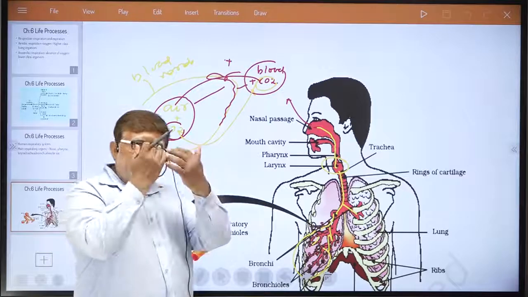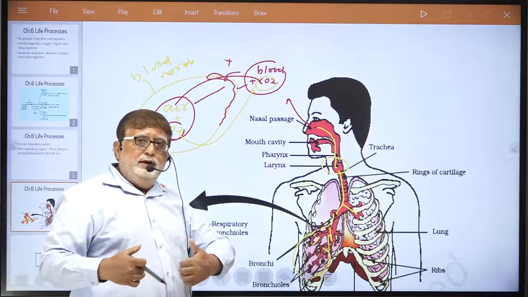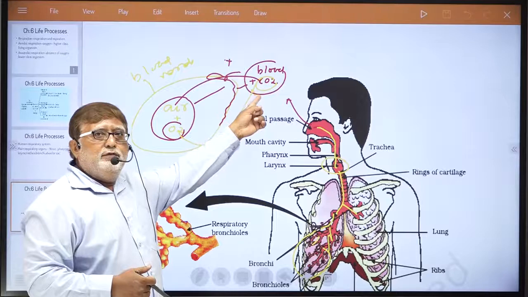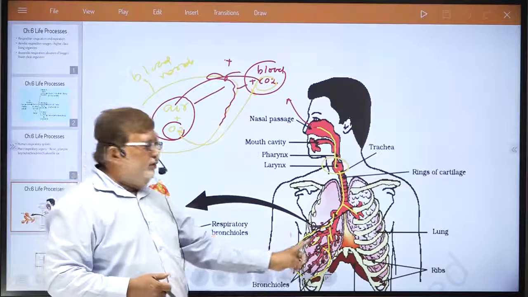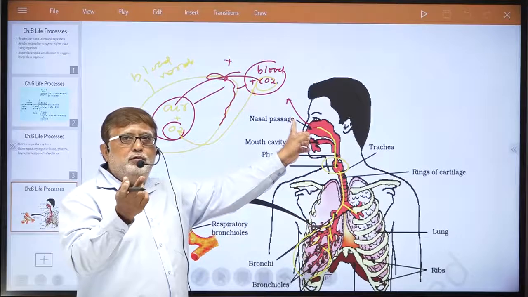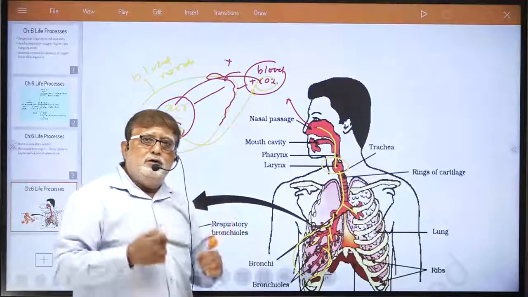So when you inhale, oxygen rich air goes to alveoli. From alveoli, oxygen diffuses to blood. Carbon dioxide from impure blood diffuses to alveoli. From here, this impure air containing carbon dioxide is exhaled out. When you inhale, you take oxygen; when you relax, you throw out carbon dioxide.